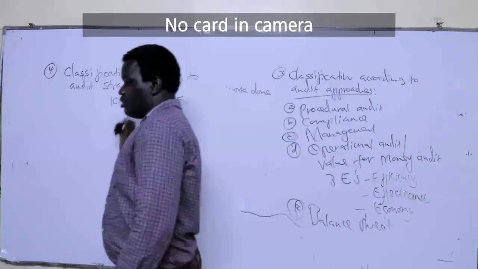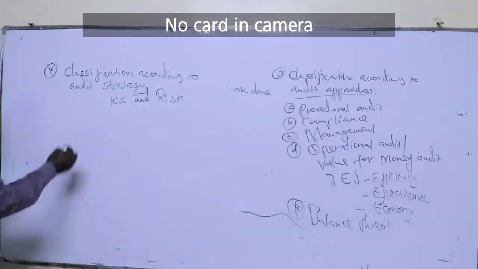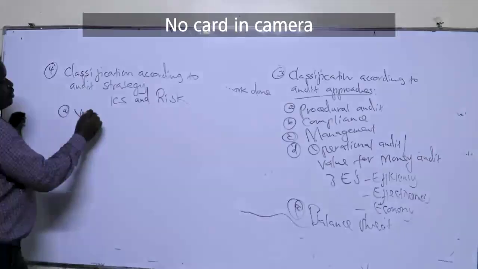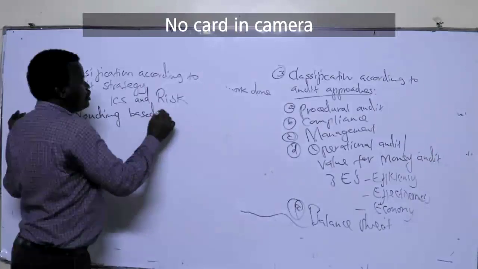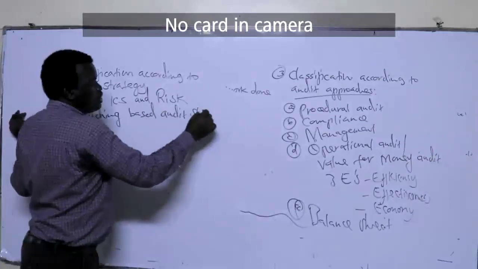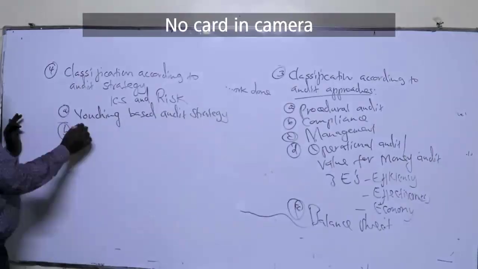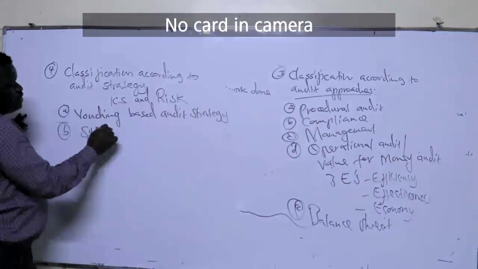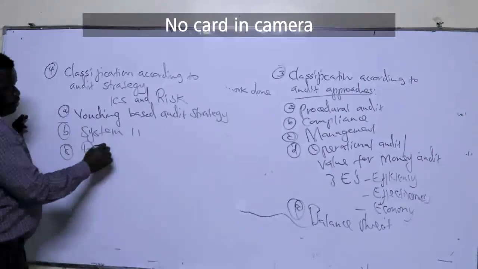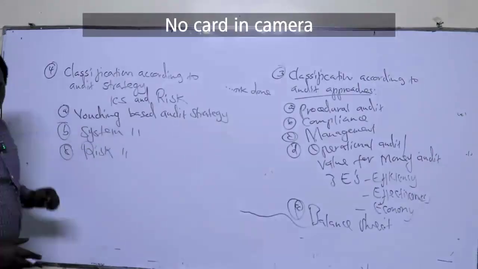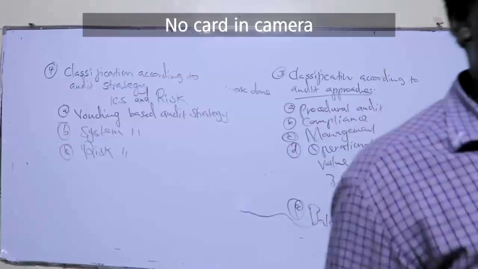So these audits include two kinds of vouching-based. One, the vouching-based audit strategy. Two, we have the system-based audit strategy. C, we have what we call the risk-based audit strategy. So we have the vouching, we have the system, we have the risk.